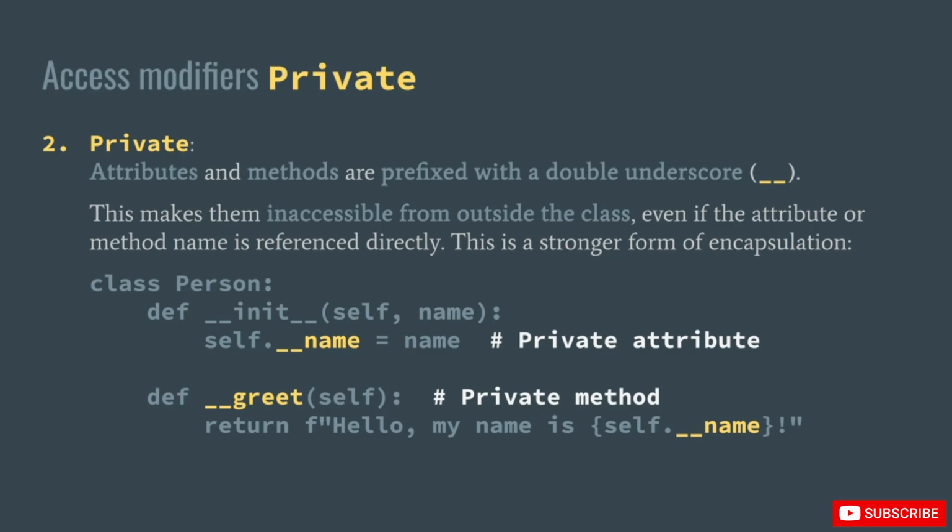In this code, name is a private attribute, and greet is a private method. These members are hidden from direct access outside the Person class, providing strict control over how they're accessed and modified. This form of encapsulation is useful for protecting sensitive data and implementation details.